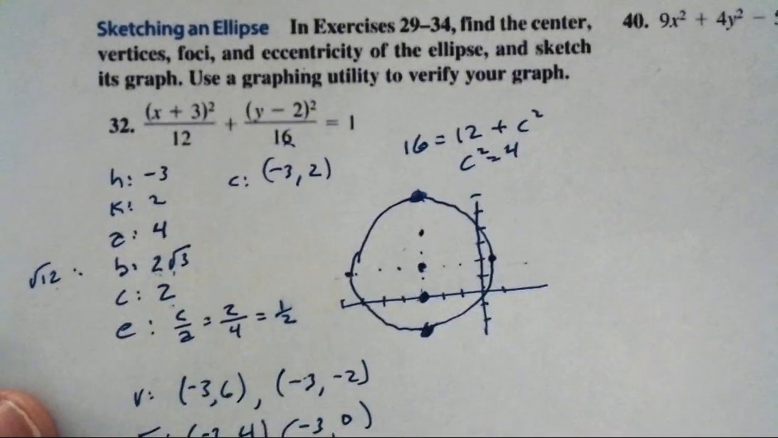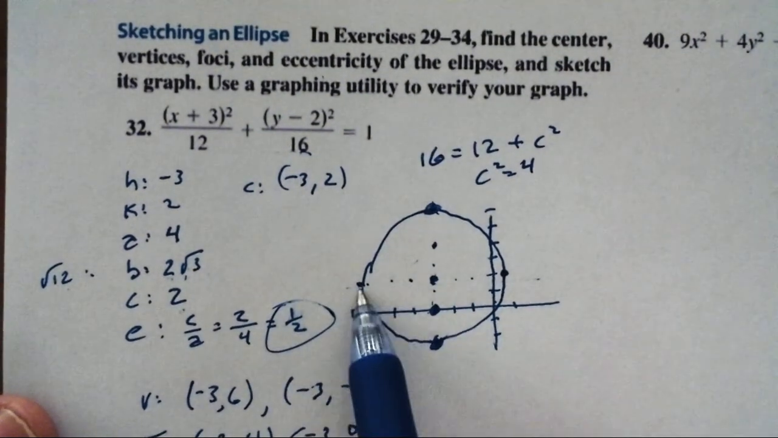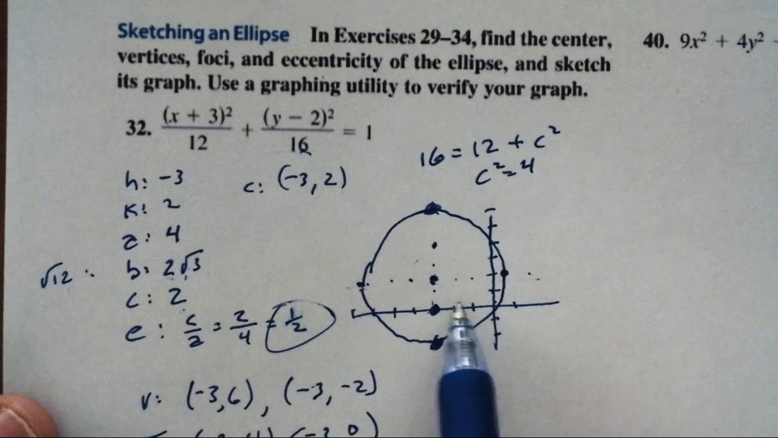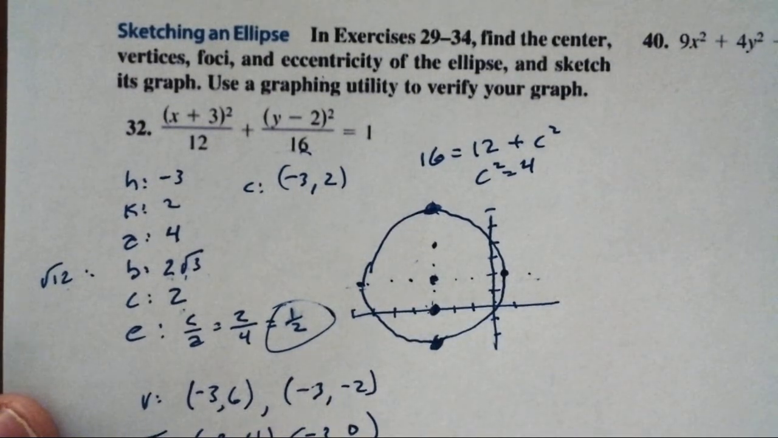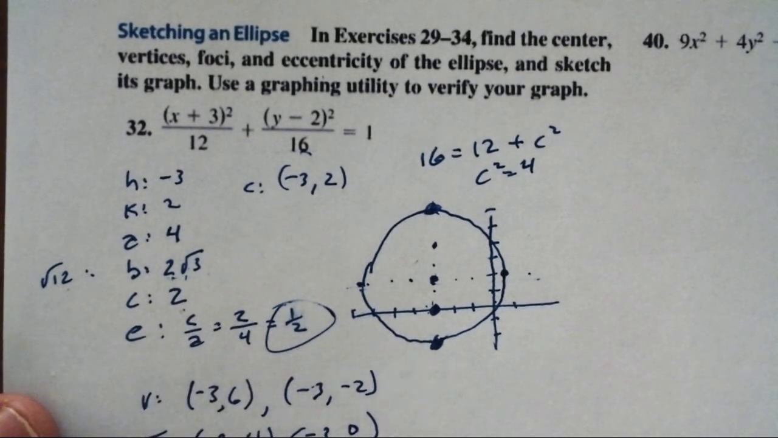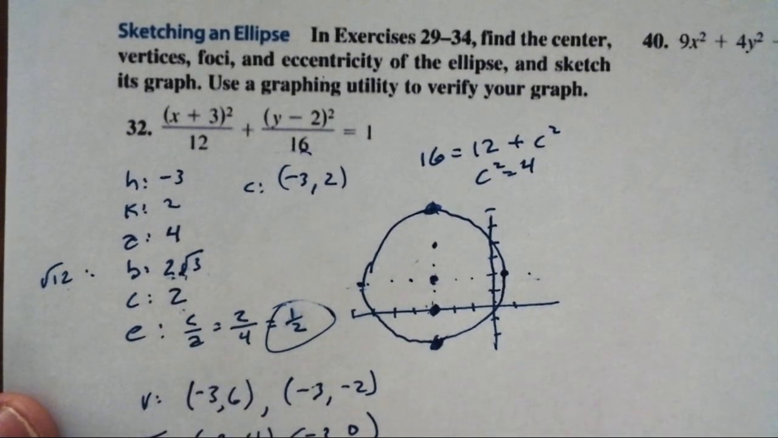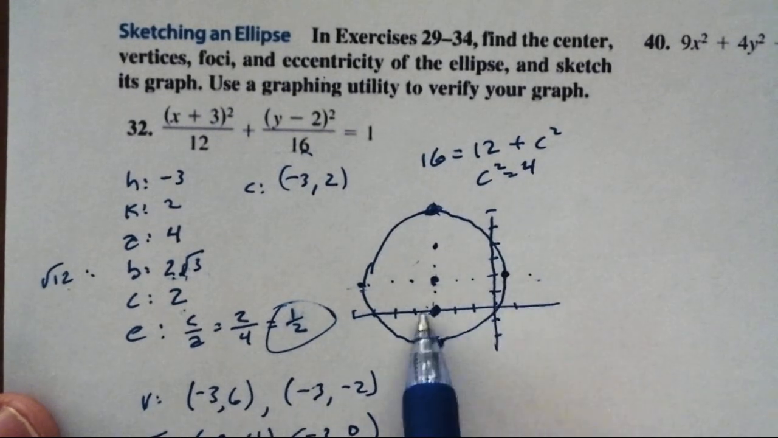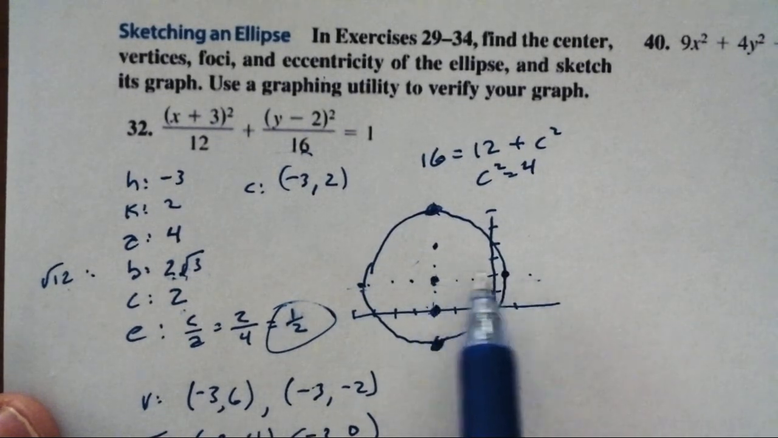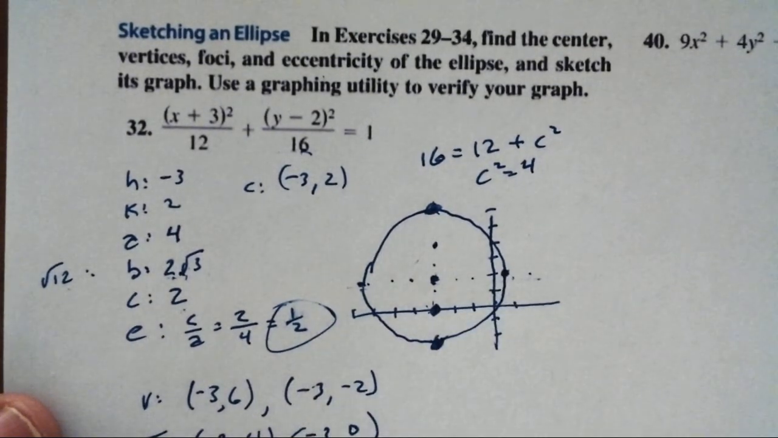Vertices, foci, eccentricity, and the eccentricity we already have. If they asked for the minor vertices, we would have those as well. That would be left 3, minor vertices. How do we get there? We go left 3, then we go another 2 root 3 to the left, and we are up 2. And to get to this one, we go left 3, and then back positive 2 root 3, and we're up 2. It's kind of a nice shortcut, but that's if they were asking for the minor vertices.